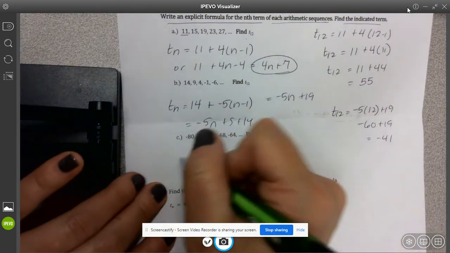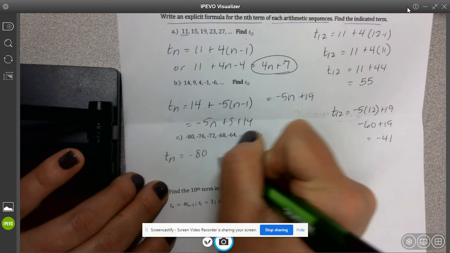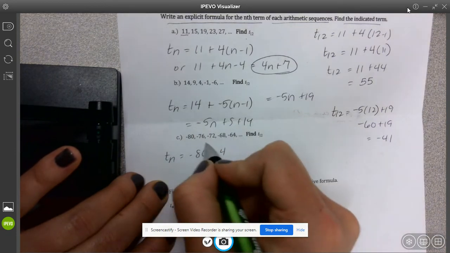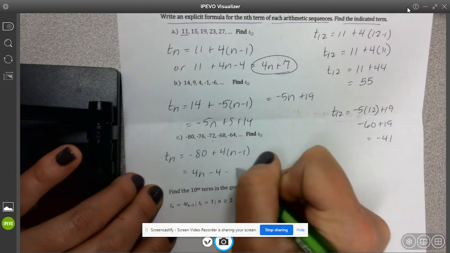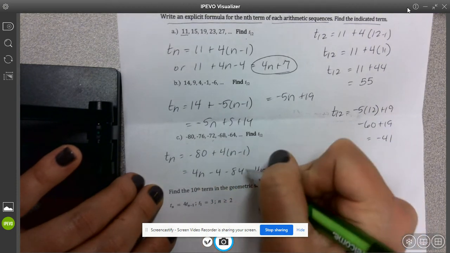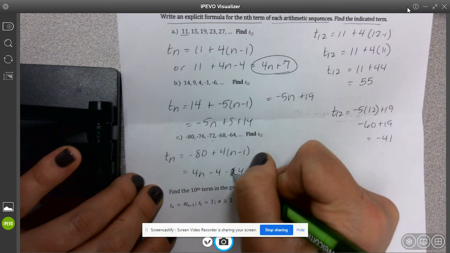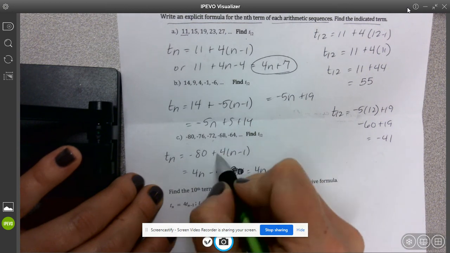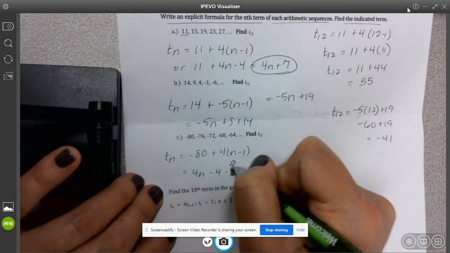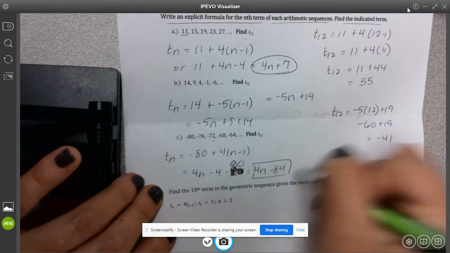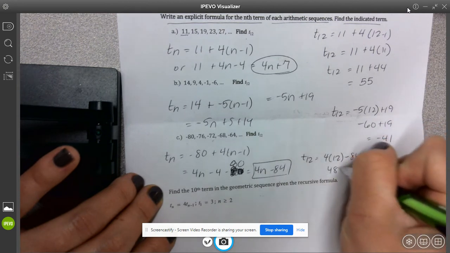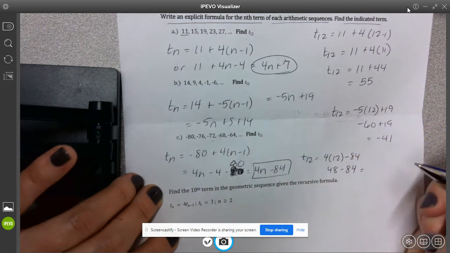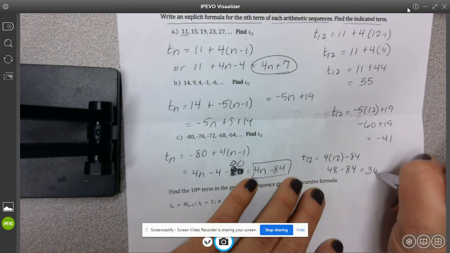Okay, we're going to do the same thing again with the last one. We're starting out with a negative 80. We're actually adding 4, minus 1 times. So you can leave it like that, or you can simplify and say 4n. Why did I do that? Oh, I tried to do it all in my head at once. 4n minus 4 minus 80, so minus 84. And when you're trying to find the 12th term, you get 48 minus 84, which is negative 36.